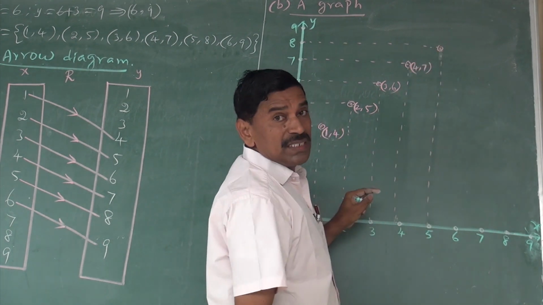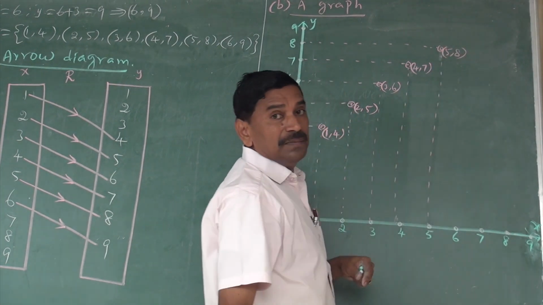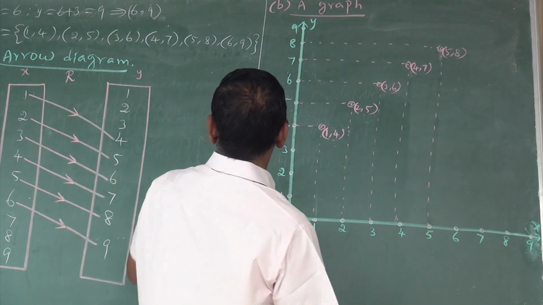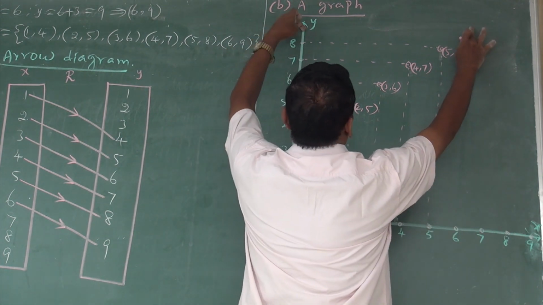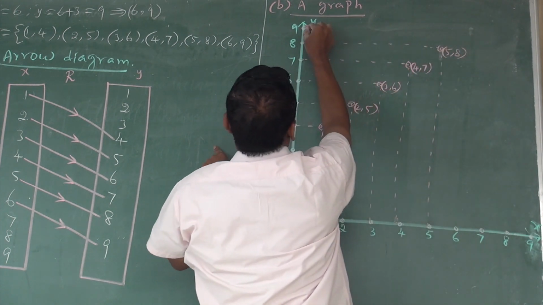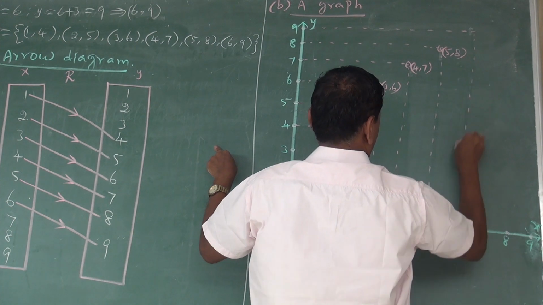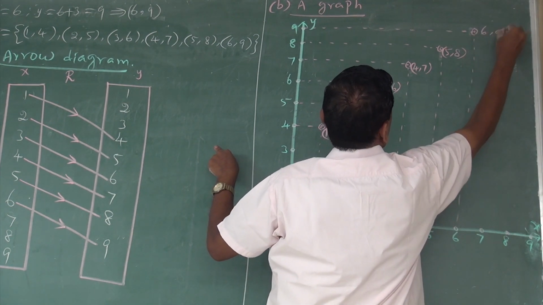Can you tell me this point? Yes, (5, 8). Next ordered pair, whether possible? Yes, (6, 9). Okay, listen, 6 is related to 9. So this point is (6, 9).